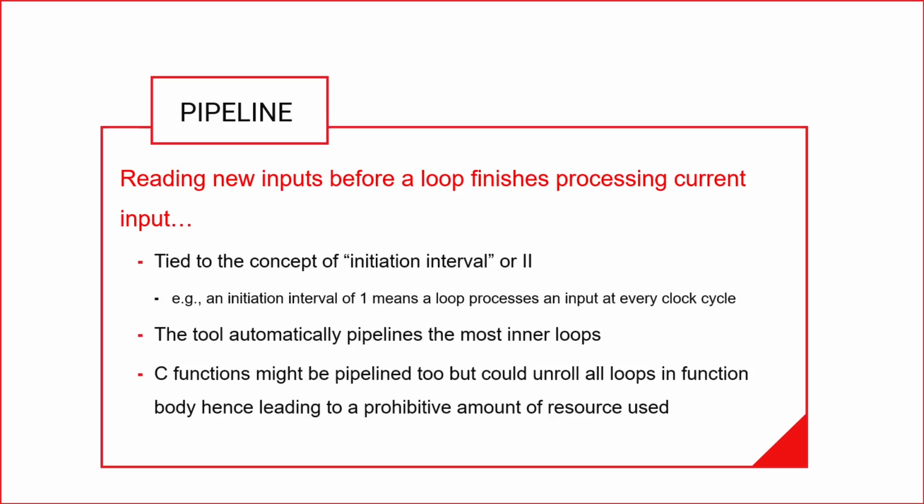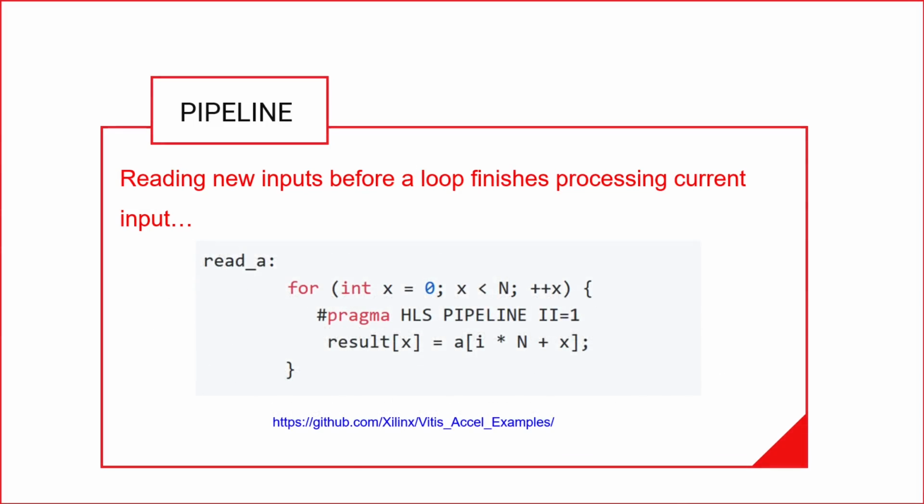Pipeline can also be applied to functions, but depending on the complexity of these functions, it might then force too many subfunctions or loops to be unrolled and create impractical hardware. In the example we'll use later in this session, you will see that we chose to pipeline a loop, which is what developers most commonly do.